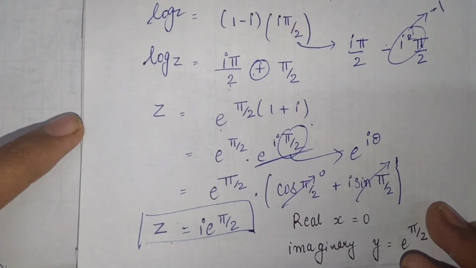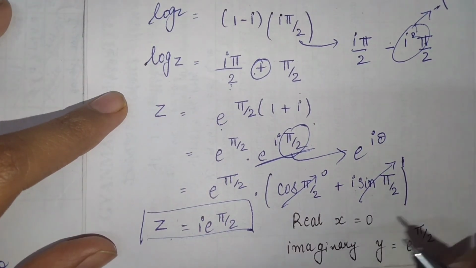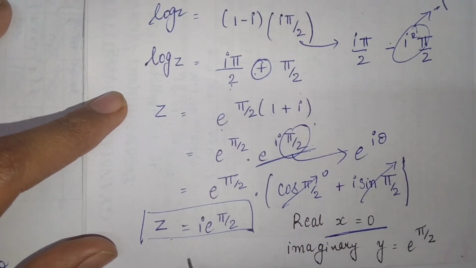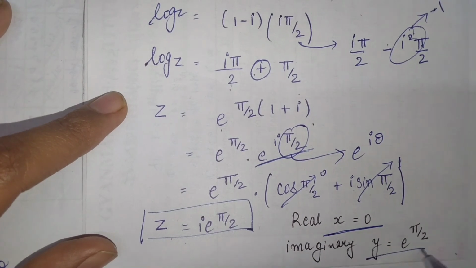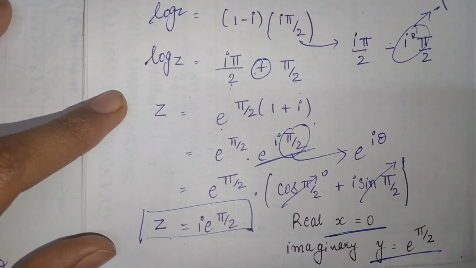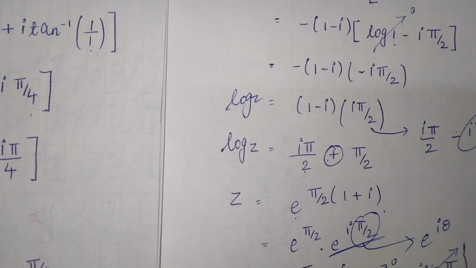And now we are asked to find the real and imaginary terms. So here the real term is 0. So we will get x equal to 0. And by comparing the imaginary term, we will get y equal to e raised to pi by 2. Okay. So we get the real and imaginary terms. So in this way you can find real and imaginary terms. Do practice such types of examples of logarithm of complex numbers at your home.